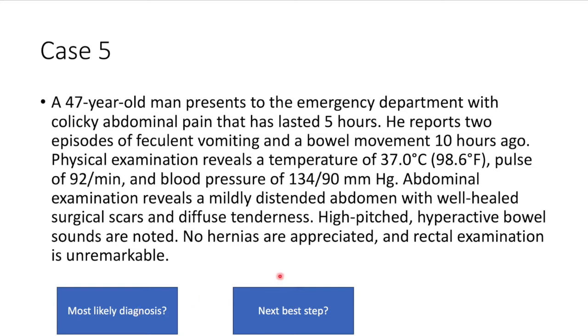Okay, great. And let's see. Oh, 3 most common causes in adults. That's okay.